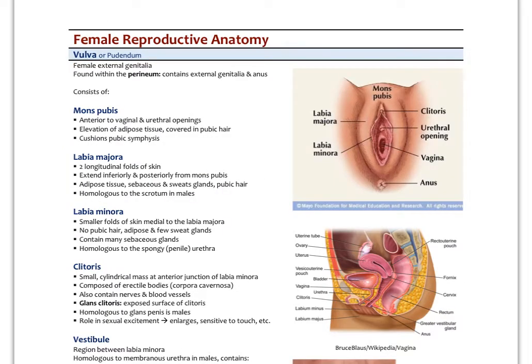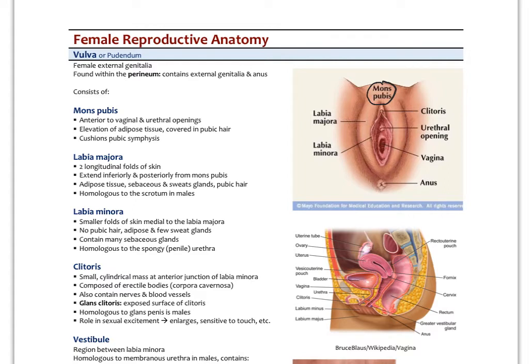So we'll start first with the external genitalia. And this would be the vulva, also known as the pudendum. The vulva is found within the perineum, which is the area of tissue at the base of the abdomen, which contains the external genitalia and the anus as well. The vulva contains several structures. The mons pubis, this is the region that is anterior to the vaginal and urethral openings. It covers the pubic symphysis bone, and it's an elevation really of adipose tissue, and it's covered in pubic hair.